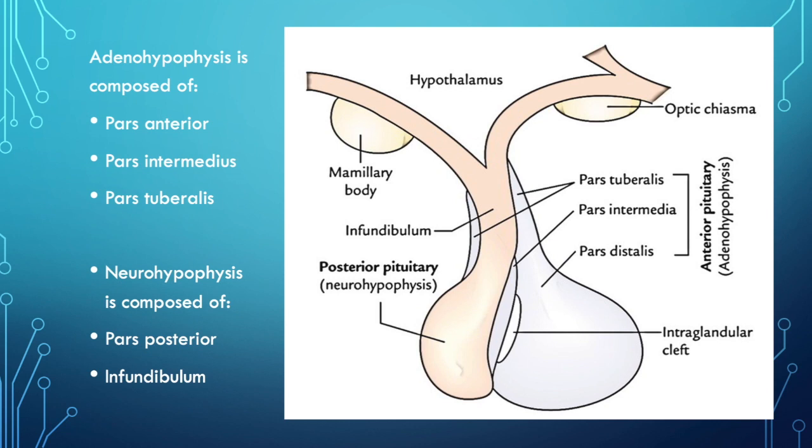Again, adenohypophysis is composed of pars tuberalis, pars intermedia, and pars distalis, also known as pars anterior. The posterior part, neurohypophysis, is composed of pars posterior and infundibulum.